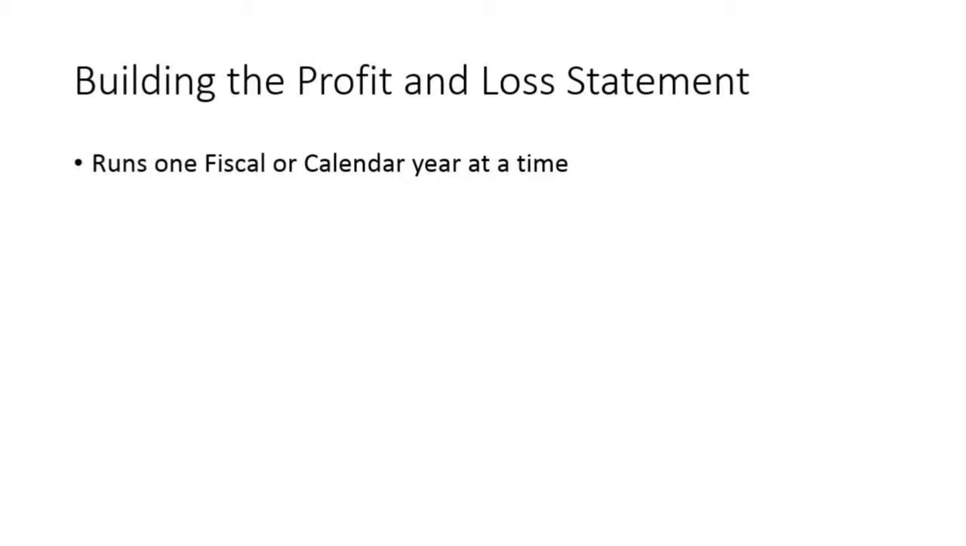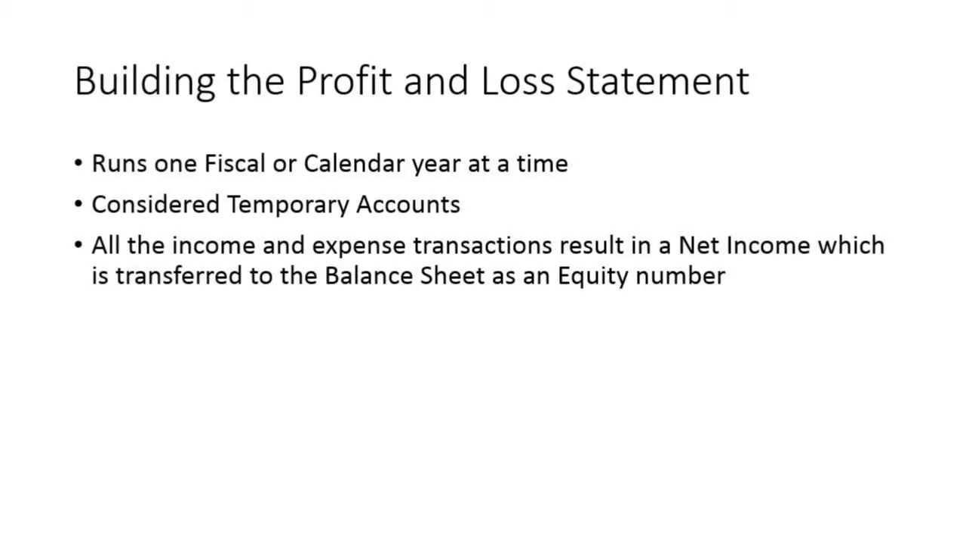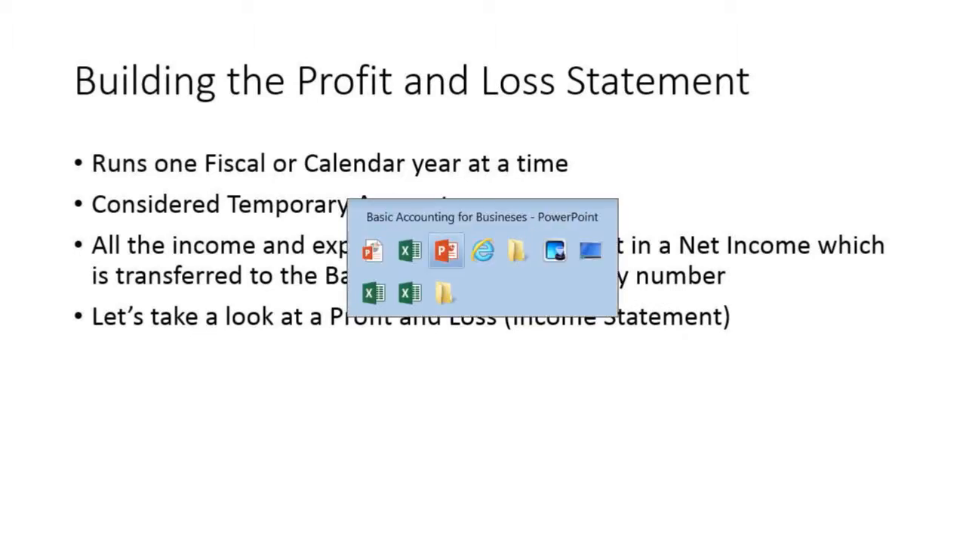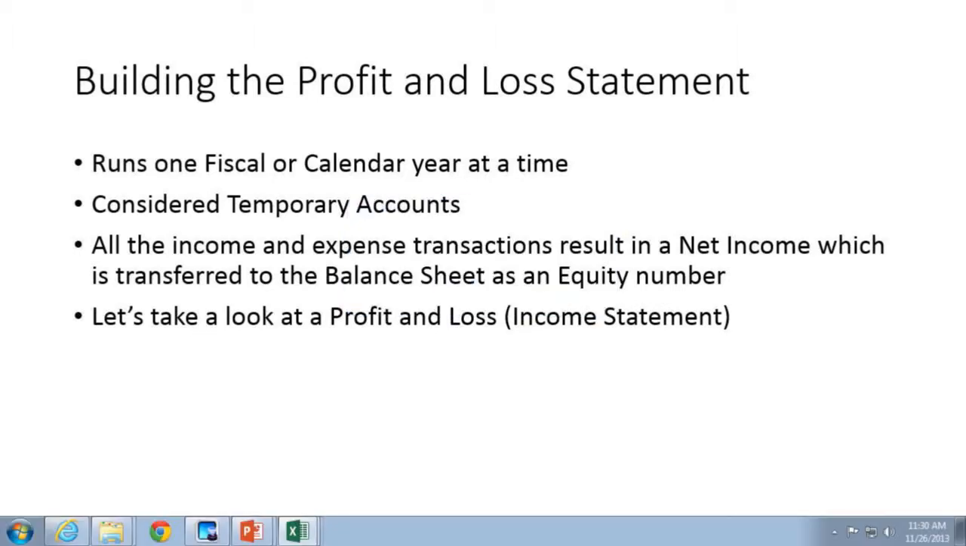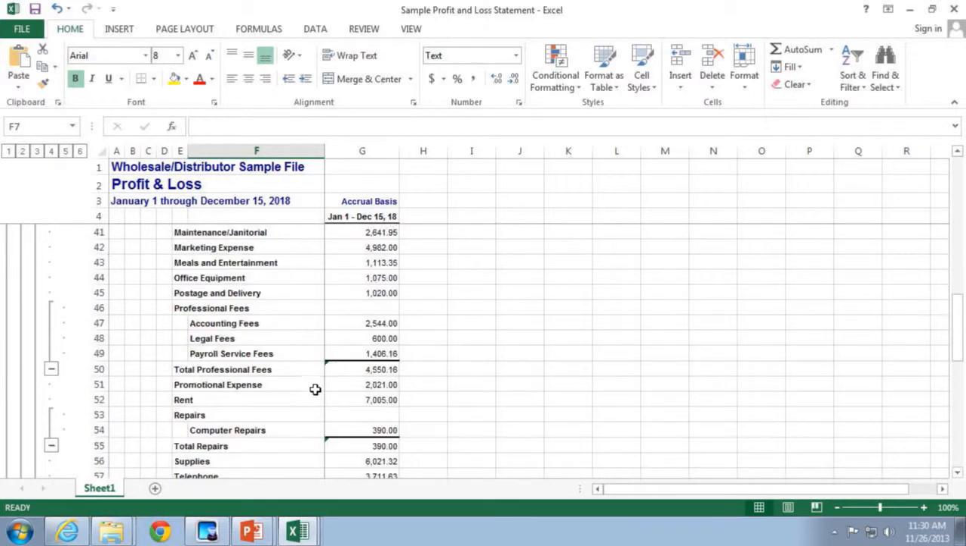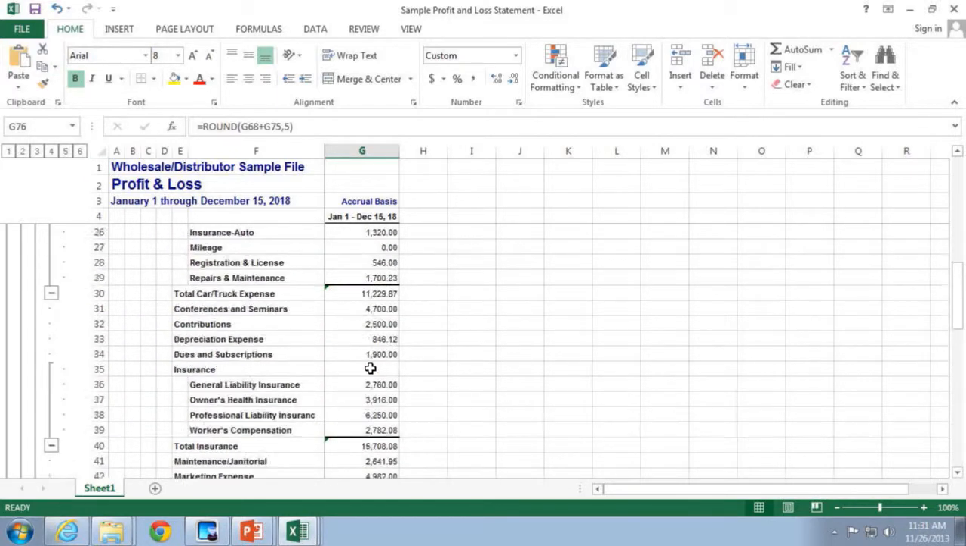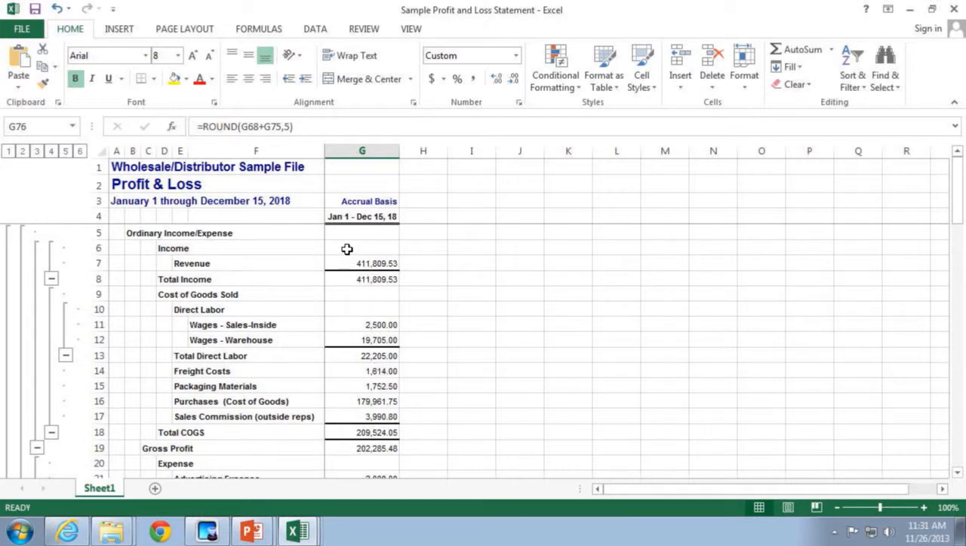Now let's take a look at, they're considered temporary accounts, and all the income and expense transactions result in the net income that are then transferred again to your balance sheet as an equity number. So let's take a look at that profit and loss. Let me find it here. There we go. All right. So if I scroll down to the bottom, I just wanted to show you that this number was the same number that was representing on the balance sheet. So let's now go to the top, starting with the income.